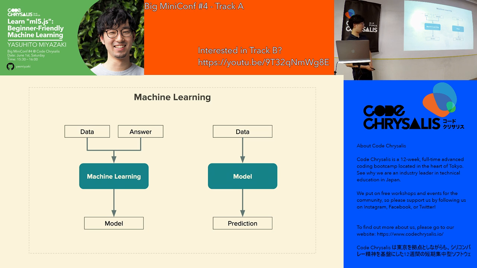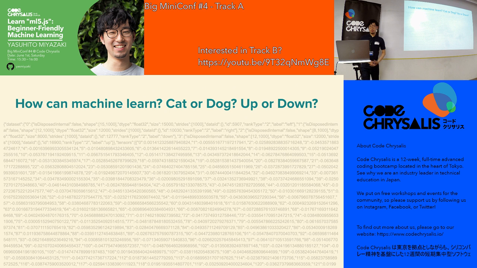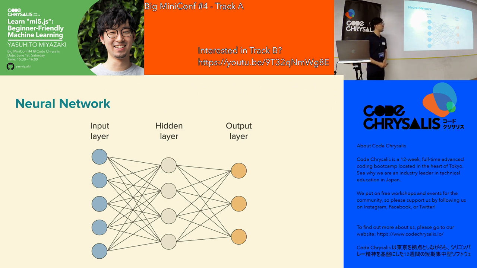So now I have covered briefly about machine learning, how the model works, and also how the prediction works. But how can a machine learn cat or dog, up or down? These are the numbers used in classifying. My next example is very difficult, so let me briefly talk about neural networks. They have an input layer, hidden layer, and output layer. Well, what is this?